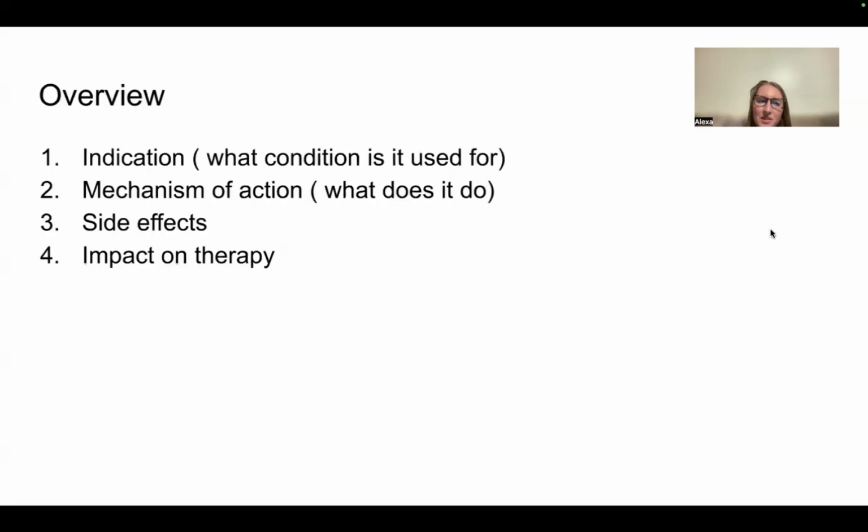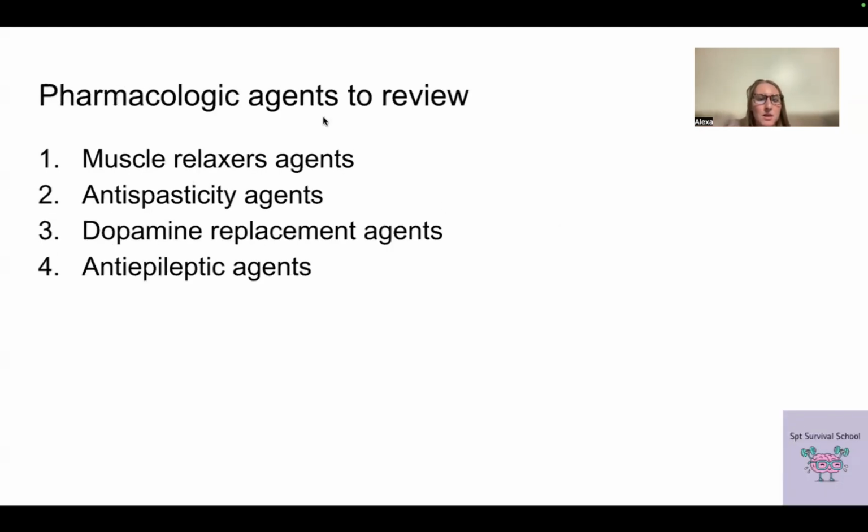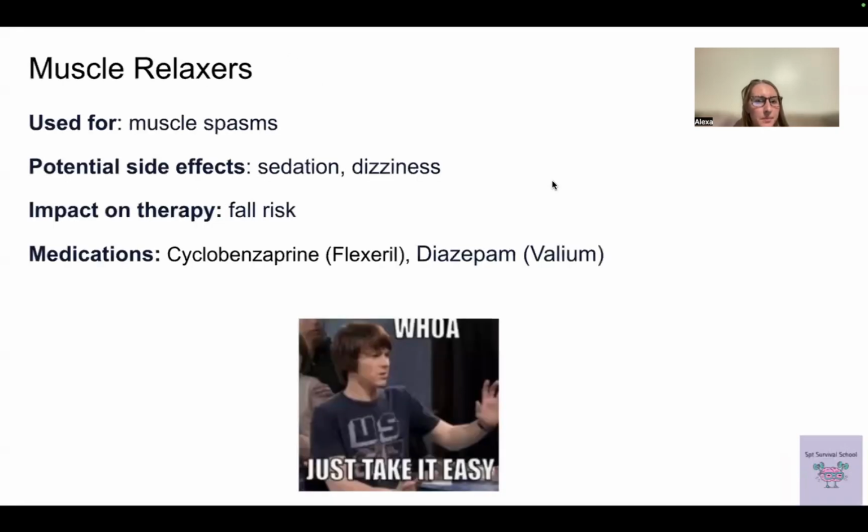Hey everyone, in this video, we're going to talk about neurologic medications. So what is the agent used for, mechanism of action? What does the drug do, side effects, and then also how the medications will impact therapy. Some of the drugs we're going to go over are muscle relaxers, anti-spasticity, dopamine replacement, and then anti-epileptic.